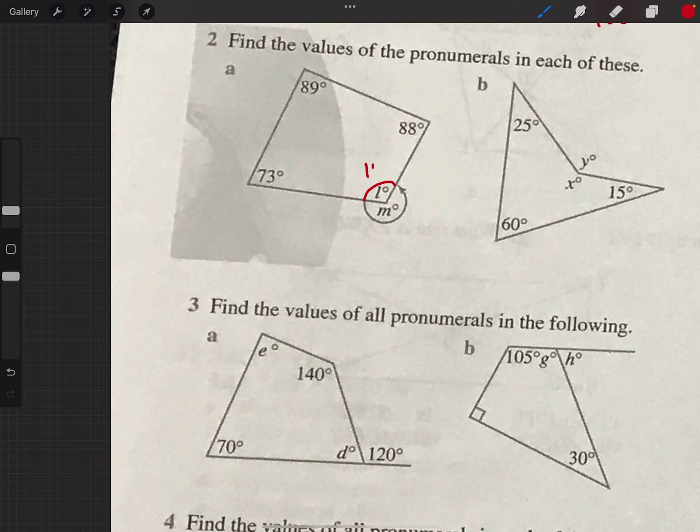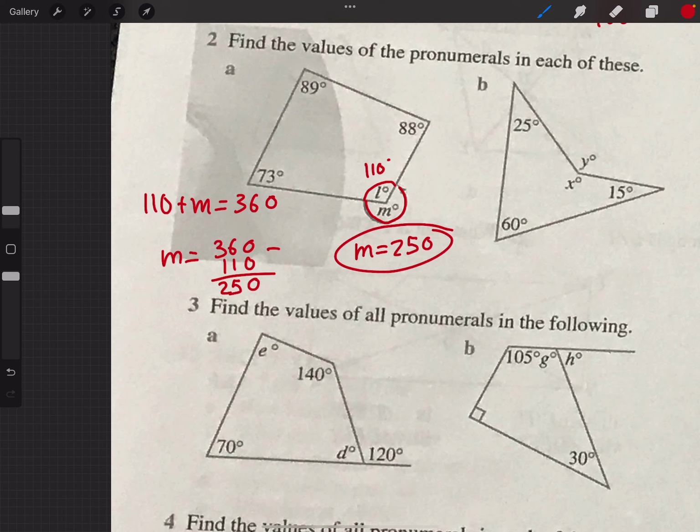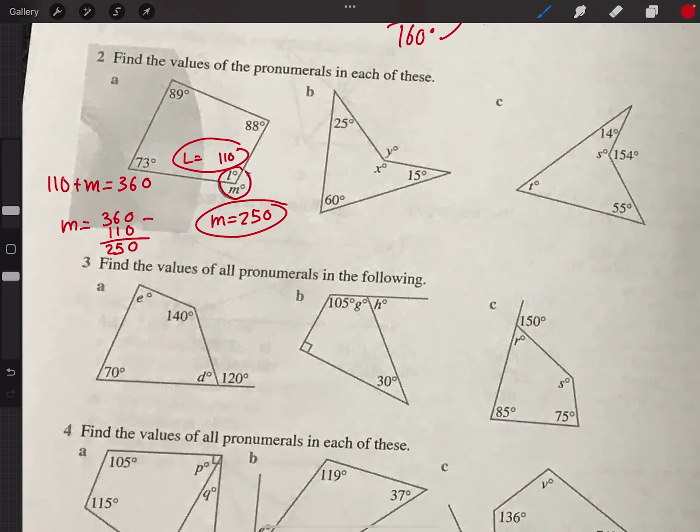This is 110. Now 110 plus this other angle on the other side will give us a full revolution of 360 degrees. So 110 plus M is equal to 360 degrees. Now M is equal to 360 take away 110, and you will get 250. That means M must equal 250 degrees. And L is equal to 110. There's your two answers there.